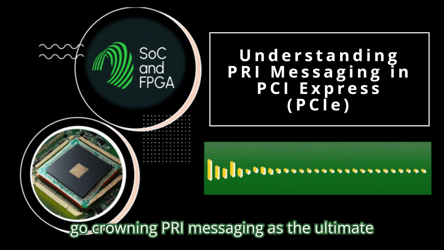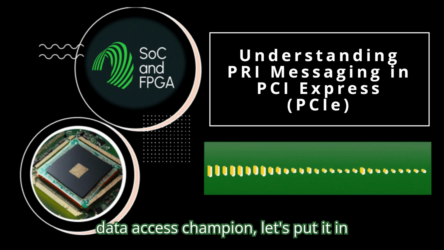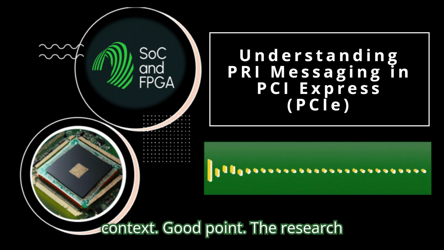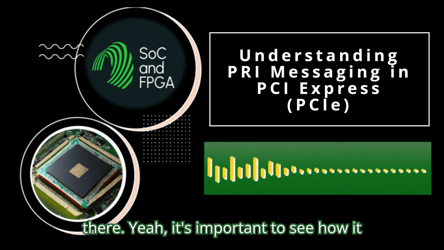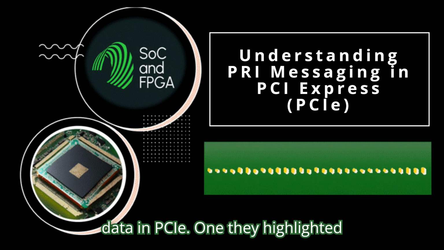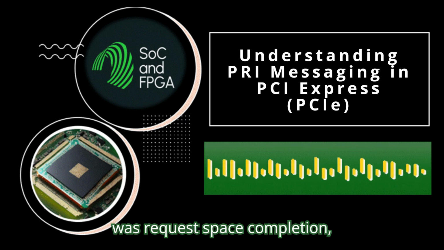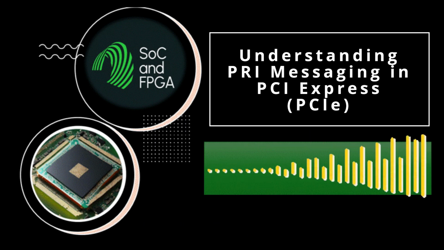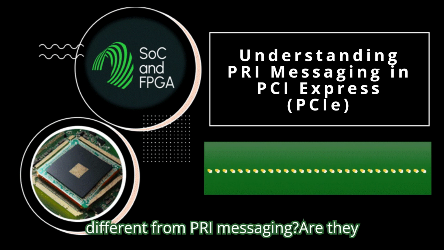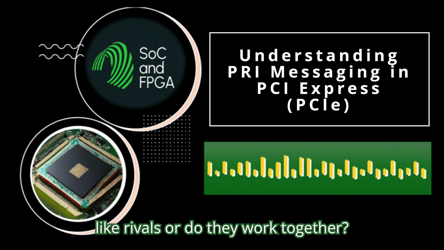But before we go crowning PRI messaging as the ultimate data access champion, let's put it in context. Good point. The research compared it to some other things out there. Yeah, it's important to see how it stacks up against other ways of handling data in PCIe. One they highlighted was request-based completion, RBC. Okay, so RBC, how's that different from PRI messaging? Are they like rivals, or do they work together?